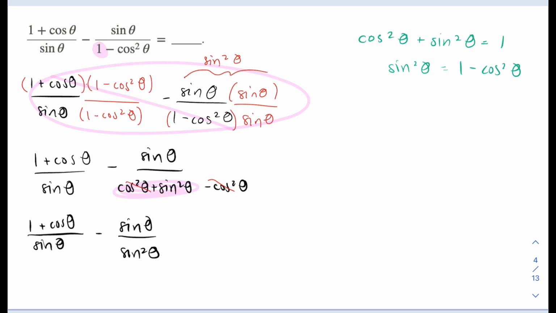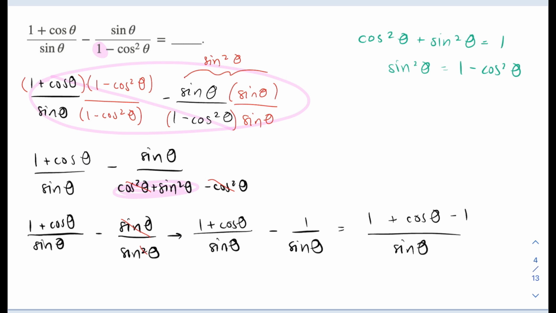But you can also notice that sine divided by sine squared is going to be 1 over sine. So now I have 1 plus cosine of theta over sine of theta minus 1 over sine of theta. Now I can add my fractions. My 1 minus 1 cancels. I will then have cosine of theta over sine of theta, which is cotangent of theta, which looks pretty simple to me. Okay? And that is how we do that one.